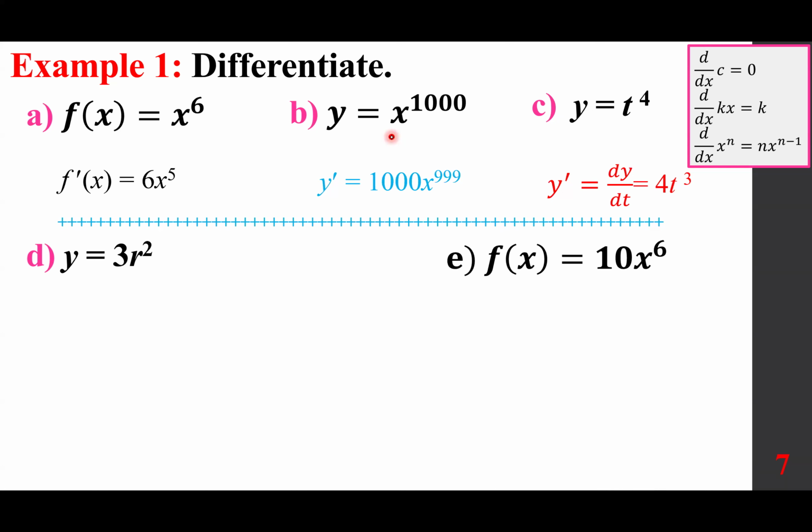Okay, and now for this one, we keep the 3. So we write down y prime is 3 times 2, r to the power of 2 minus 1, or 6r. Now, why am I writing the rest of it? Again, I want to show you different notations. y prime, dy/dr, in this case, r is the independent variable, d/dr of 3r squared, and the answer is 6r.